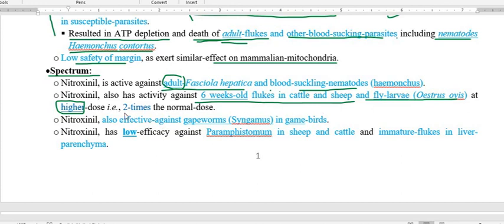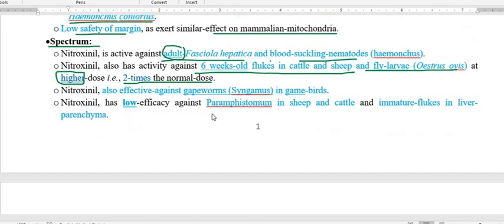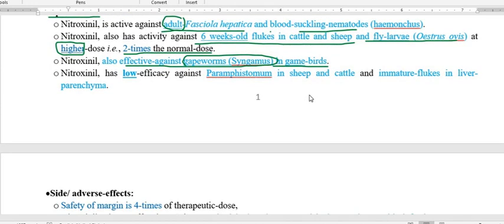But usually we have to increase the dose up to 2 times the therapeutic dose. This drug nitroxynil is also used against the gapeworm, that is Syngamus, which we know is found in game birds. So nitroxynil is also used for the gapeworm Syngamus in game birds.